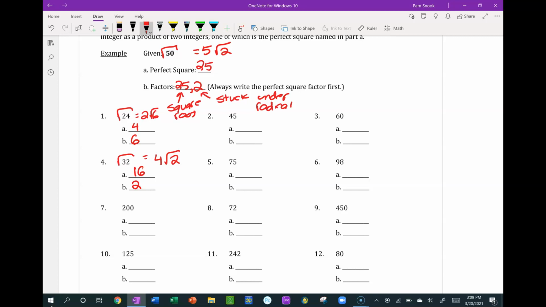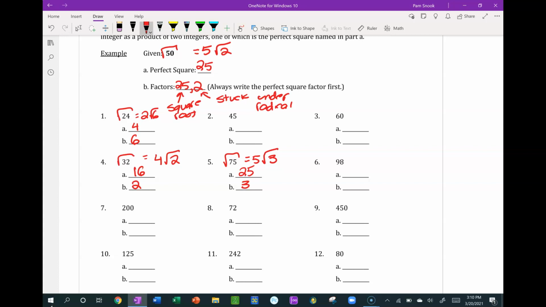Let's do one more like this. We'll do the square root of 75. The perfect square for that is 25, and 25 times 3 gives you 75. Square root the 25, you get 5, and the square root of 3 is stuck under the radical, so you have 5 square root of 3.